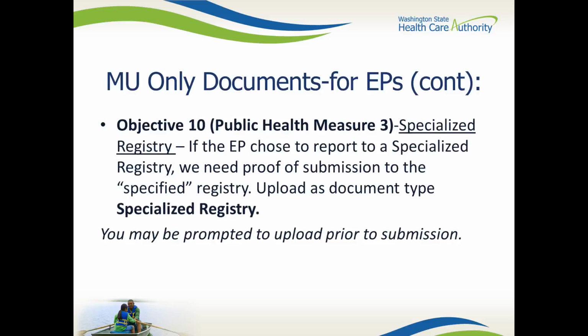We need documentation for Objective 10, Public Health Measure Number 3, Specialized Registry. If the EP chose to report to a specialized registry, we need proof of submission to this specific registry. Upload as document type Specialized Registry. You may be prompted to upload prior to submission.